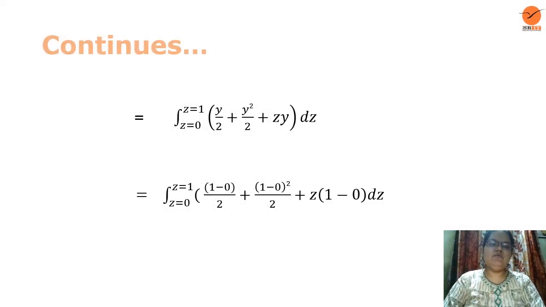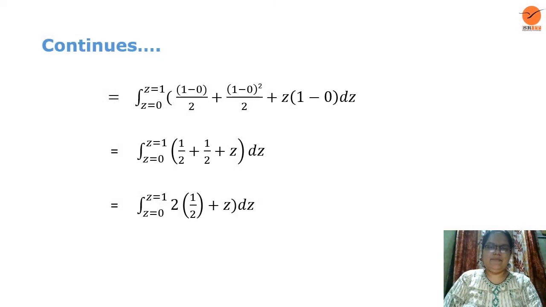Now we integrate with respect to y. Then the expression converts to integral z equals 0 to 1, of y by 2 plus y square by 2 plus zy, dz. Now we apply the y limits. Then the expression converts to 1 minus 0 by 2 plus 1 minus 0 whole square by 2 plus z into 1 minus 0, dz.